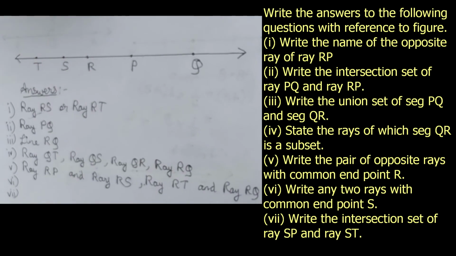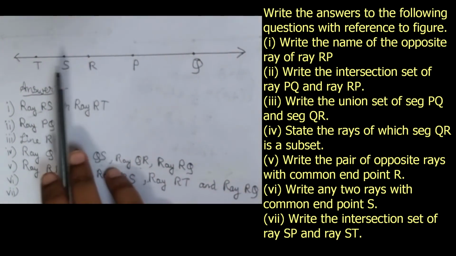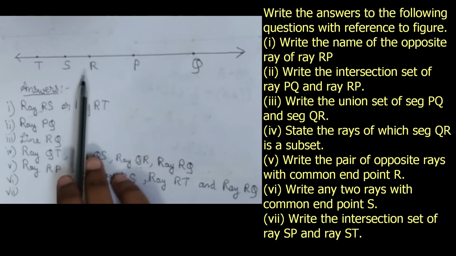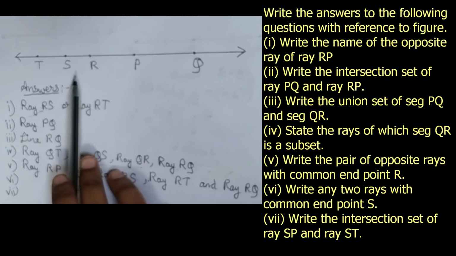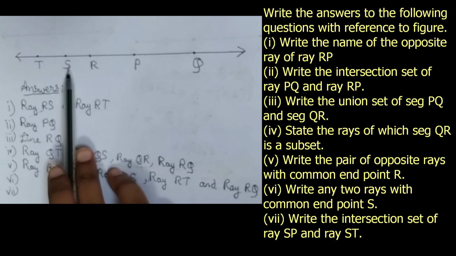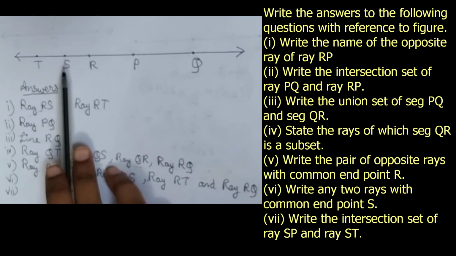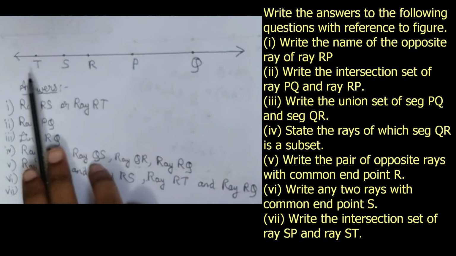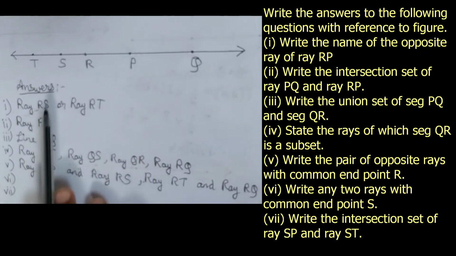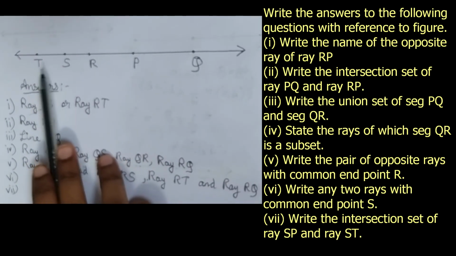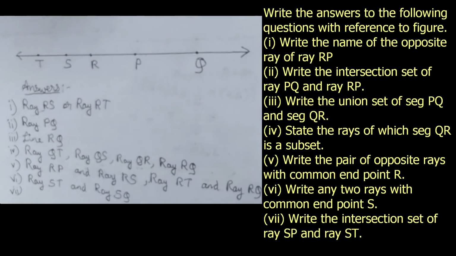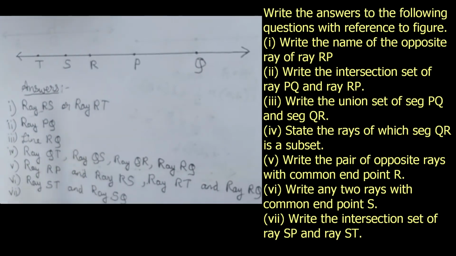Now question 6. Write any two rays with common endpoint S. The rays should have a common endpoint, that is S. So which are the two rays? Ray ST and ray SQ. They have a common endpoint, right? So this is the answer for the 6th. Now the last, 7th question.